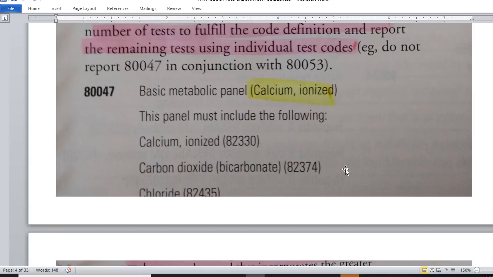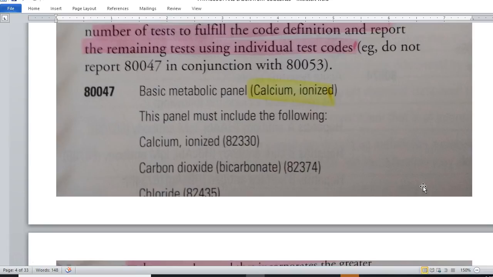If the doctor was to check off both of these, number one thing I would double check is, was it a mistake? Then we would do one of the panels and code the other calcium with it, because again, we can't code two panels that have any overlapping codes. We can't even code 80047 with 80051 because they overlap with the carbon dioxide, the chloride, the potassium, and the sodium. As long as they don't overlap whatsoever, then we can code them together.